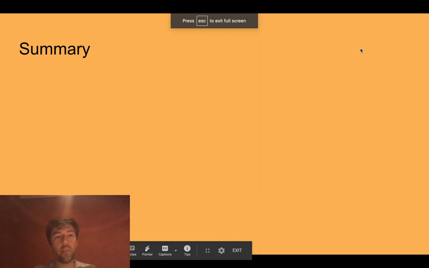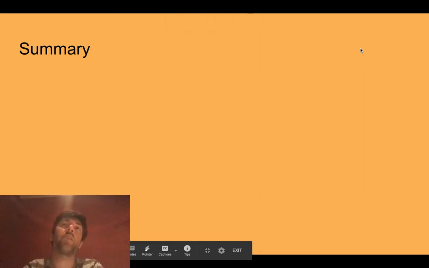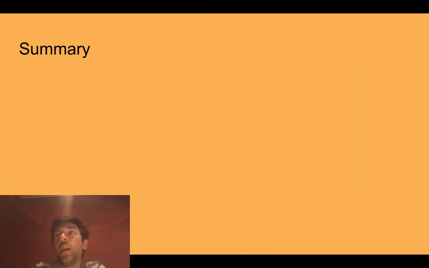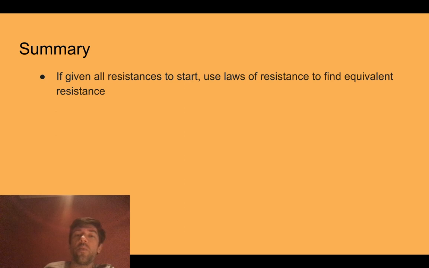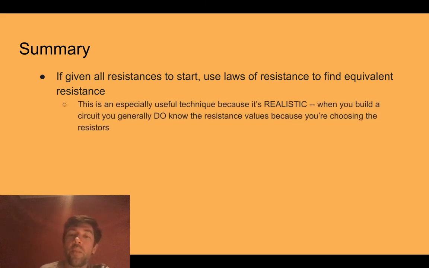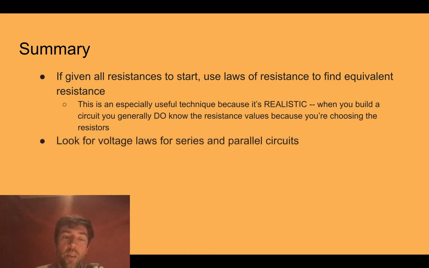So in summary, these are a couple of strategies that you can use in order to do successful circuit analysis. So if you're given all the resistances to start, use the laws of resistance to find the total resistance. And as I mentioned, this is a common set of information to know because it's realistic, because that's actually how you build circuits. You can also look for voltage laws for series and parallel circuits, as well as current laws.